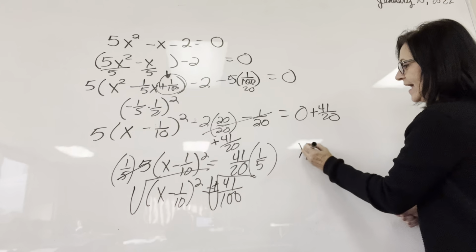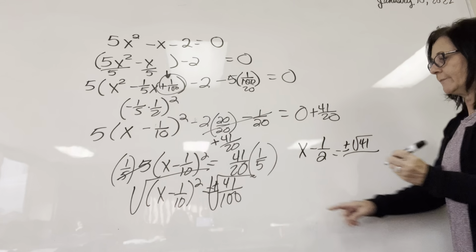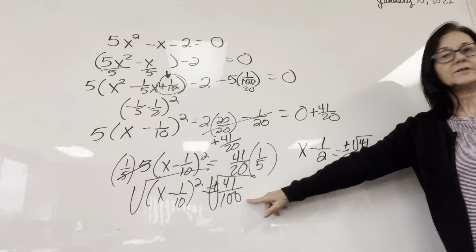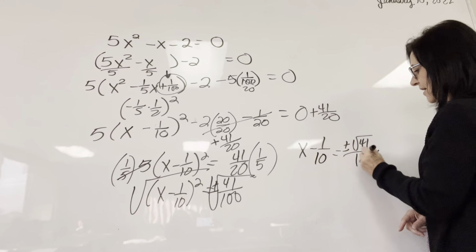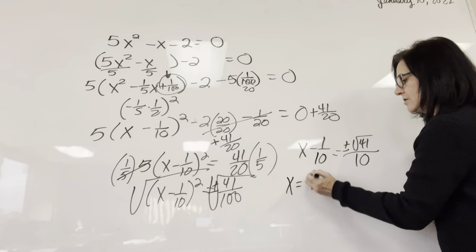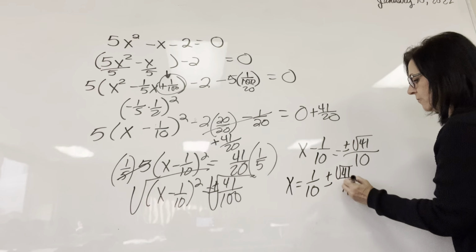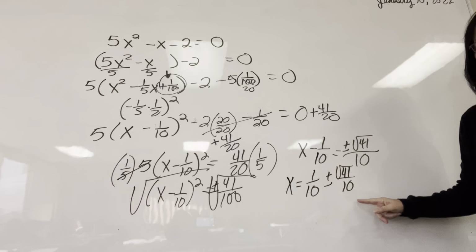All right, so I'm left with x minus 1/10 is plus or minus the square root of 41 over the square root of 100. I'm going to unsquare 100. It's over 10. I'll add the 1/10. So it's 1/10 plus or minus square root of 41 over 10. This is my solution.